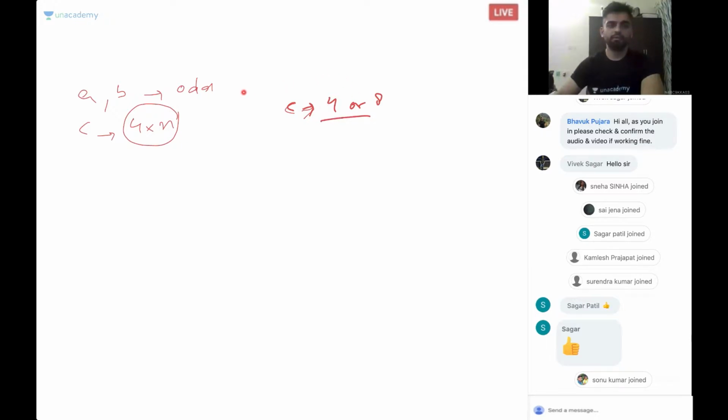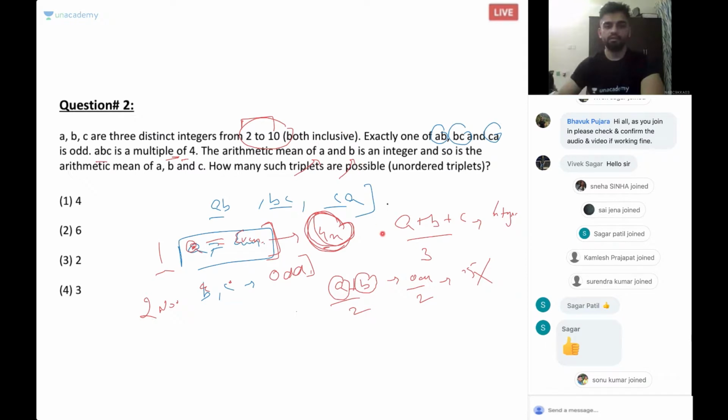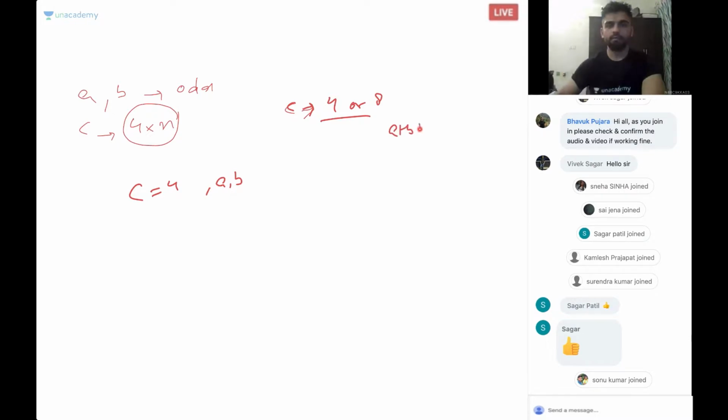Okay, so when C is equal to 4, my A and B are odd numbers. What can be my value of A and B? We'll use this constraint given in the question, which is that the arithmetic mean of A, B, and C is also integral. Okay, this is something we missed out. So A plus B plus C divided by 3 is also integral. That means A plus B plus C is a multiple of 3, right? So when C is equal to 4, A plus B should give me some value so that when added to 4, this whole sum becomes a multiple of 3.